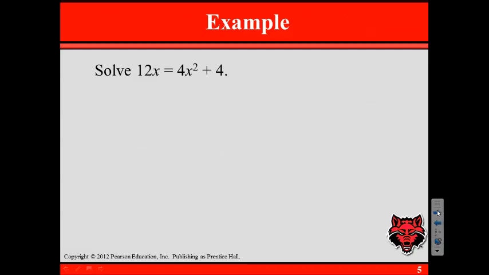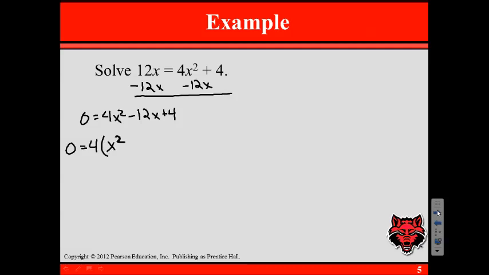First, we want to solve 12x = 4x² + 4. This isn't in a form where we have one quantity squared with no other variable, so we need to put it in standard form. So we subtract 12x from each side. That gives us 0 = 4x² - 12x + 4. Now, in very few of these problems will I actually factor, but I do like to take out the GCF if there is a GCF, because that makes the numbers that you will go through the quadratic formula with much smaller. So here we notice that our polynomial has a GCF of 4. So if we factor out the 4, that leaves us with x² - 3x + 1.